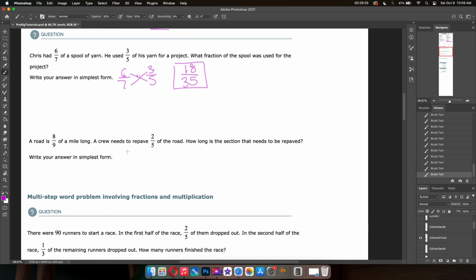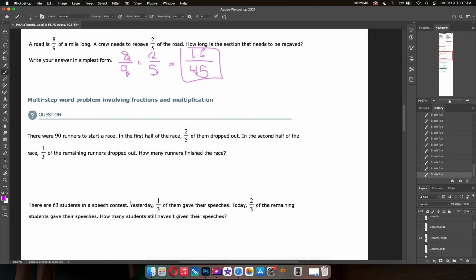What about this one? 8 over 9 times 2 over 5. Can 8 and 5? No. Can 2 and 9? No. So this one is another one that does not have a bait and switch trick to it. So we're just going to multiply across. 8 times 2 is 16. 9 times 5 is 45.